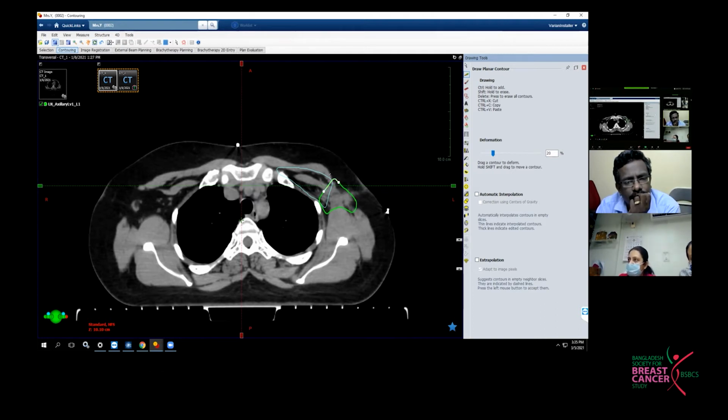So the anterior border is between the pectoralis major and latissimus dorsi. Posterior border is the anterior surface of the subscapularis. The lateral border is the medial border of latissimus dorsi. And the medial border is the lateral border of the pectoralis minor. So this is level 1.